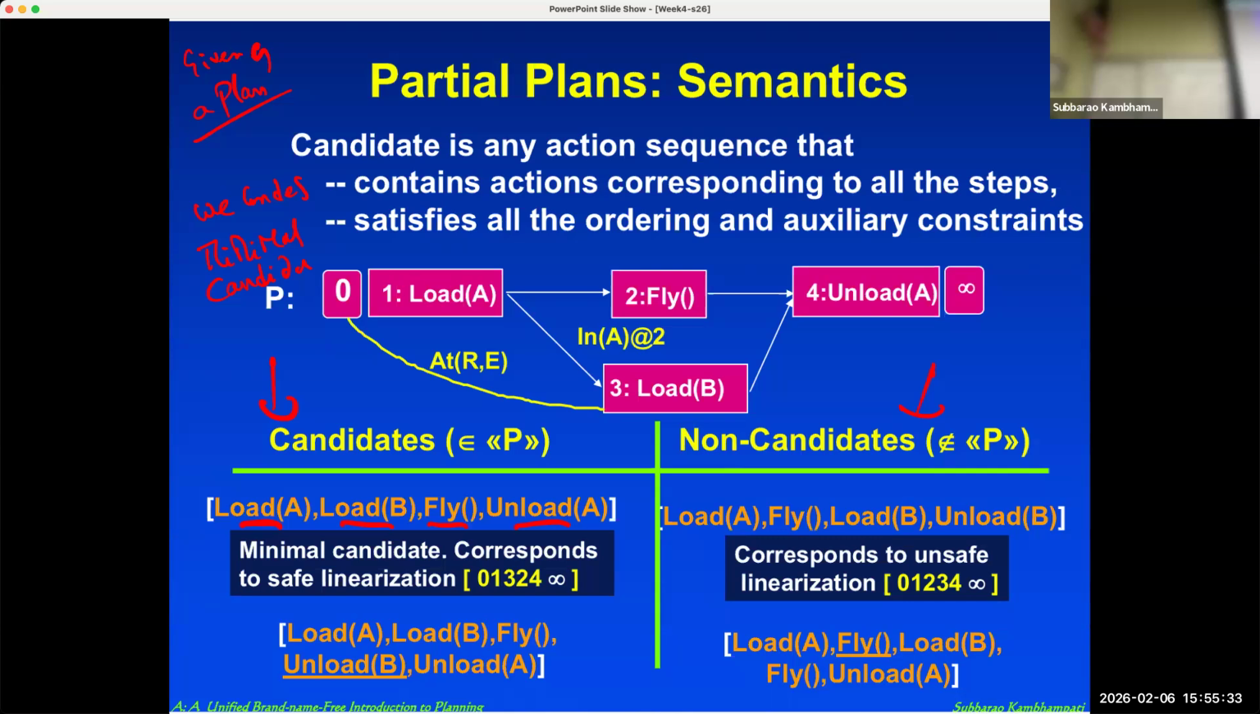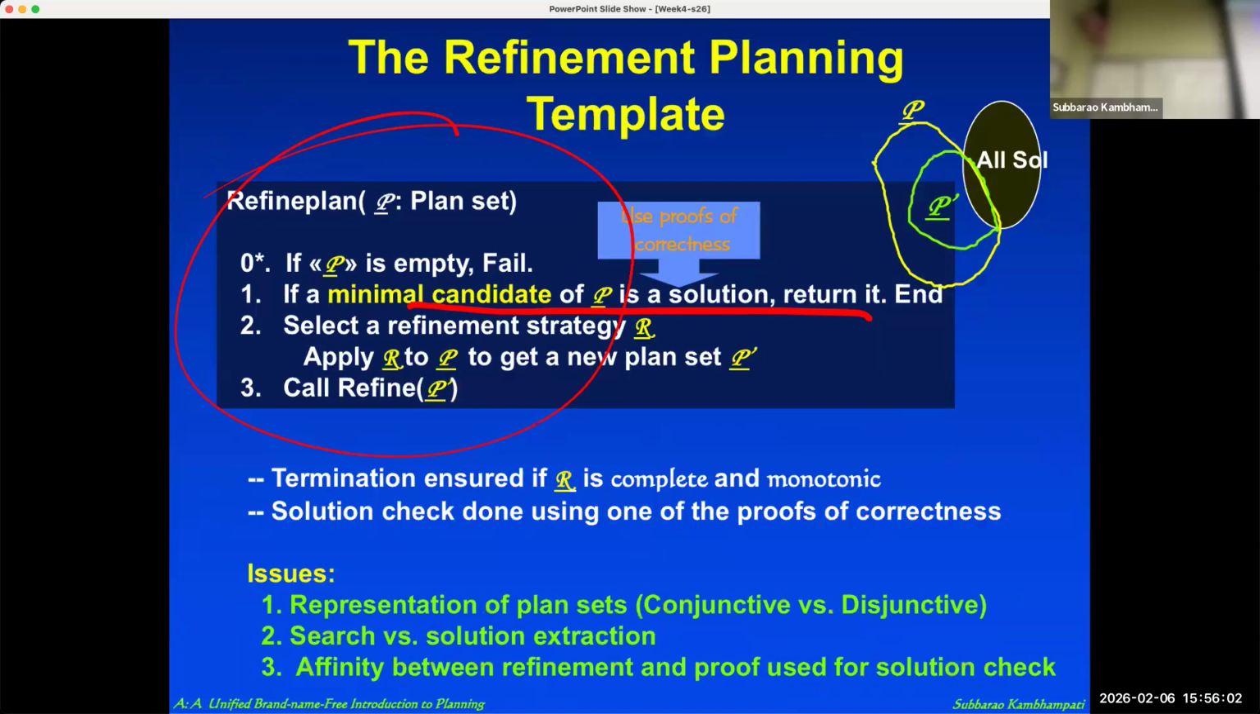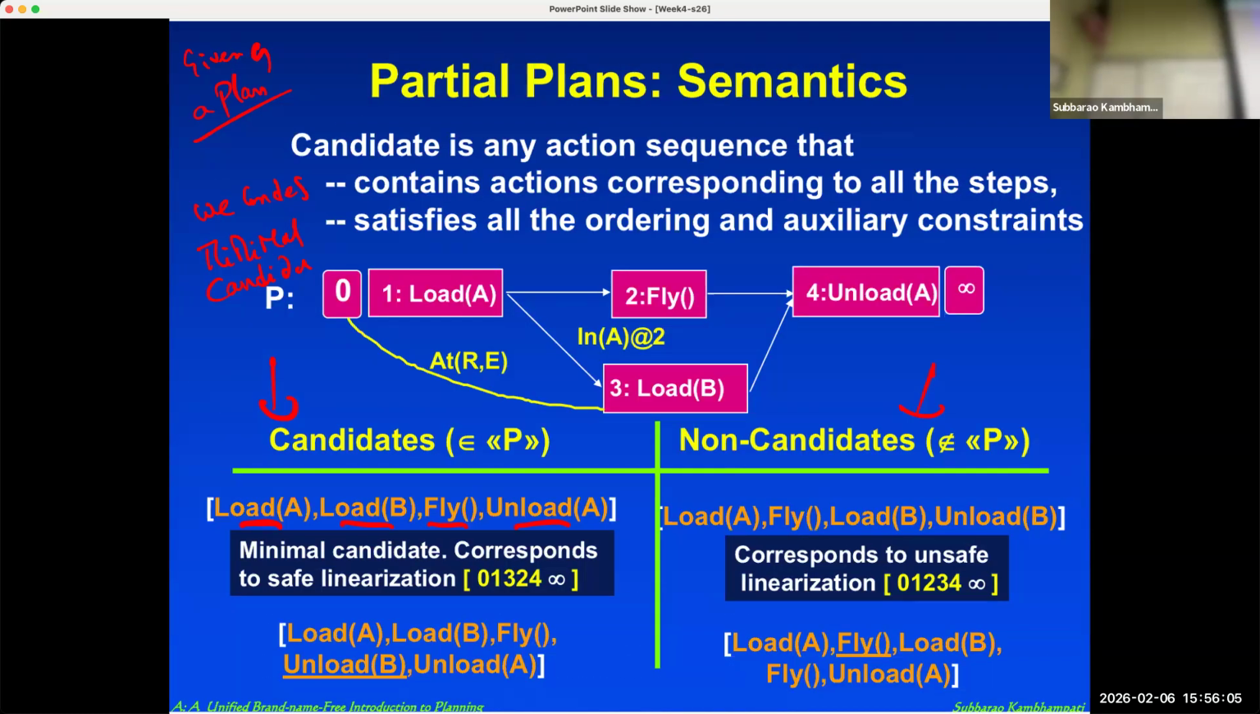Given a plan like this, you can talk about what things are candidates and what things are not candidates. You can say, for example, this one is not a candidate because it violates an unsafe link constraint. The constraints can essentially be ordering, contiguity, and of course, causal links. And since once you have precedence relations you can have an infinite number of candidates, you talk about the notion of minimal candidates.